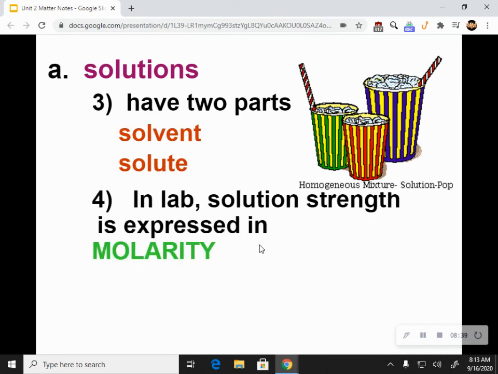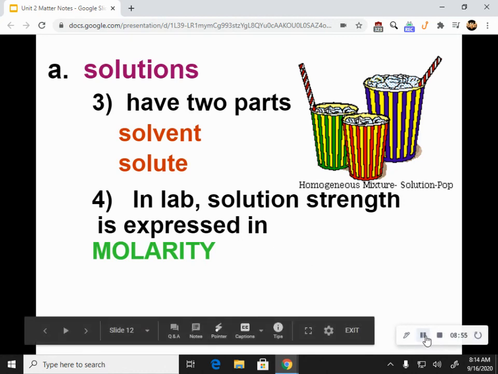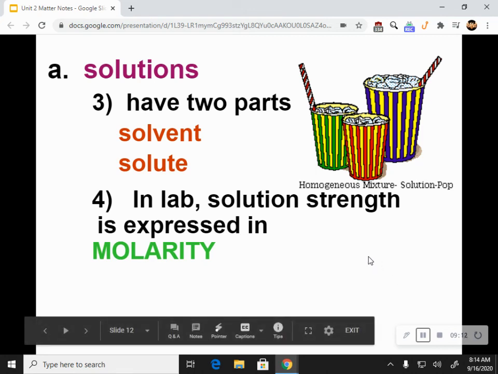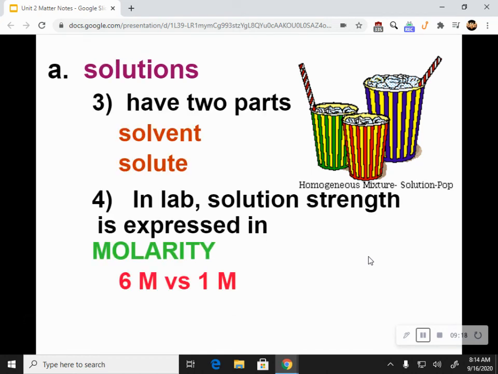And then we have solutions. We talked about solubility this week a little bit in our lab. Solubility has to have 2 parts. So that creates a solution. You have a solvent and a solute. Your solvent is the substance that is dissolving your solute. Solute is the substance that is being dissolved. A solution's strength is expressed in molarity, and molarity we'll discuss later on. The higher the molarity, the stronger the solution is.